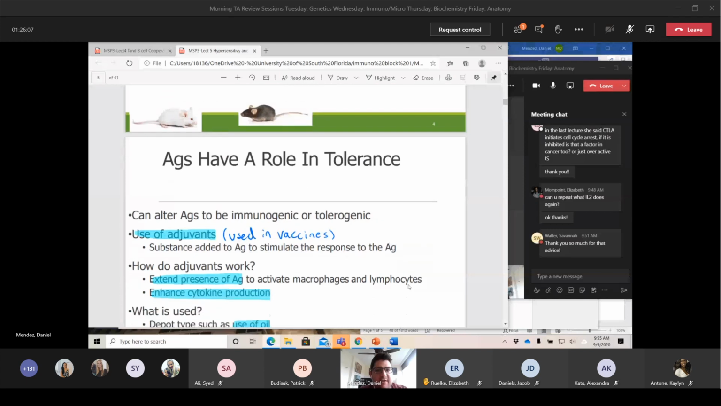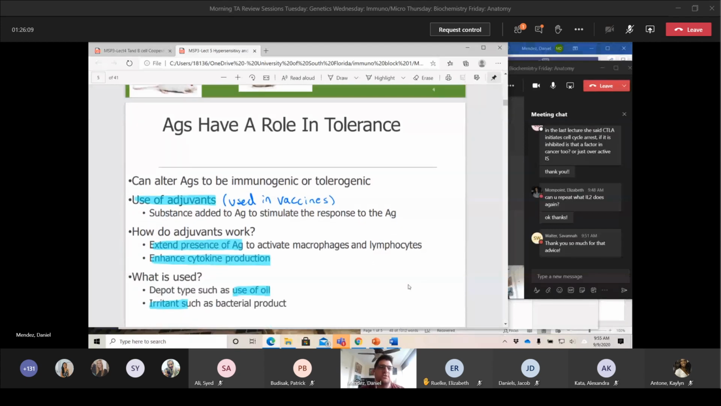So, antigens that have a role in tolerance. Adjuvants, this is something she briefly mentioned, and you're going to get into it a lot more when you get into vaccine formation. An adjuvant is just something to stimulate the immune response, so that we can get an immune response to that area and they can pick up the antigen that we're presenting.